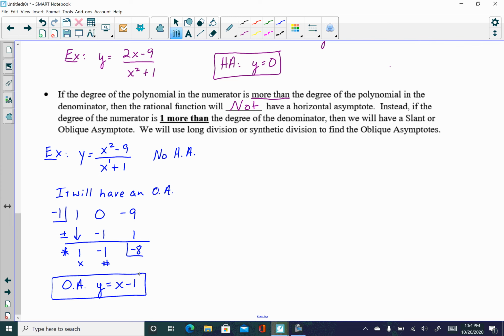It does not have a horizontal asymptote, so no horizontal asymptote, but it does have an oblique asymptote. Oblique asymptotes are always linear lines, a slope and a y-intercept, okay? Let me give you another example down here.